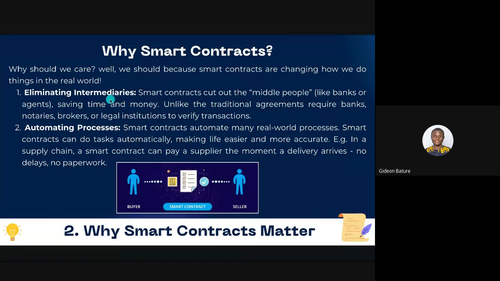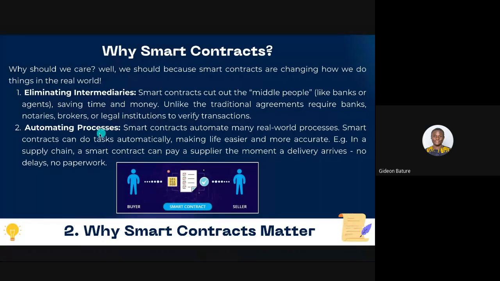So for instance, if you are staying in Lagos or Abuja, you find out that you want to rent a house. They will tell you that rent fee is 800k, agent fee is 200k, legal fee is 100k. Imagine you are making use of a smart contract to pay that rent or to get that house. What will you need agent fee for? That one is eliminated. What will you need legal fee for? That one is eliminated. So it saves time, saves money.